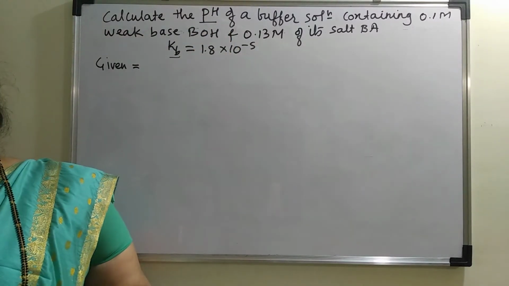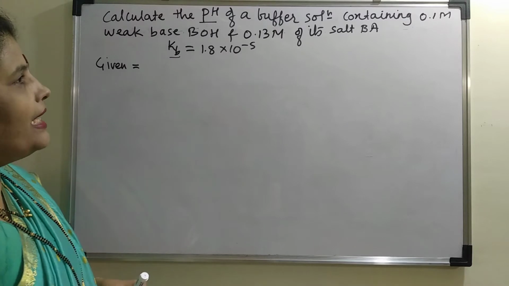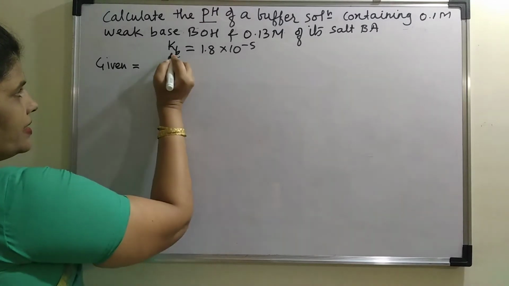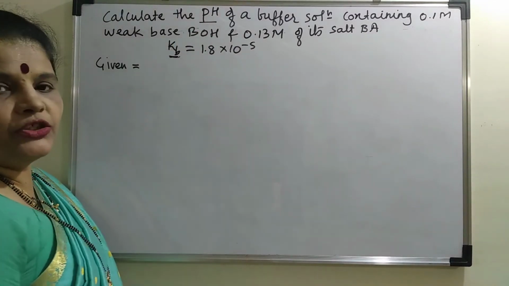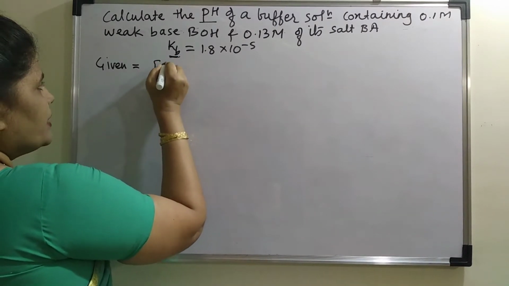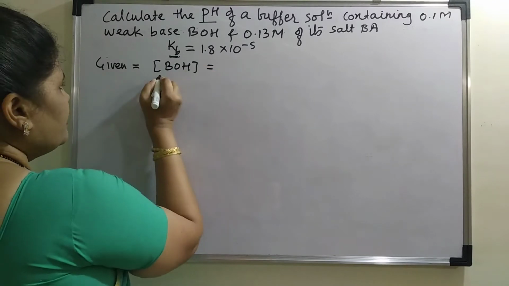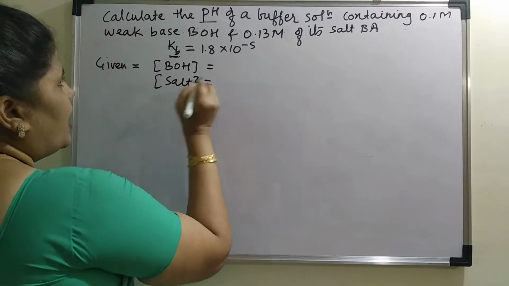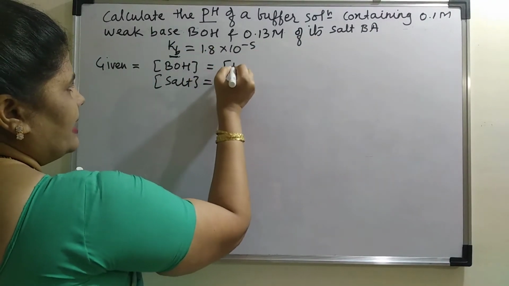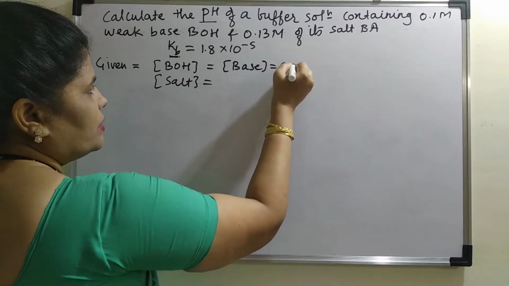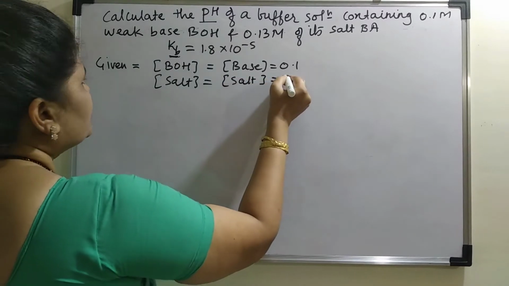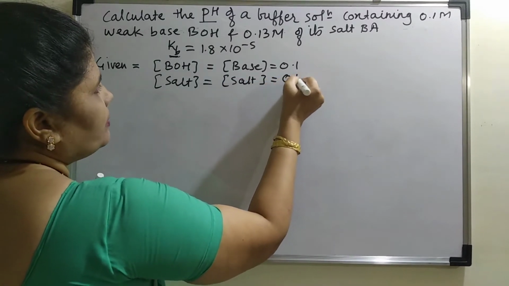So to calculate pH, you need to use the equation that is pH plus pOH is equal to 14. So that is important. So the hint here is Kb is given. So this is a calculation based on a basic buffer. So let us write down what all things are given. The concentration of BOH, the base, is given. Concentration of salt is given. How much is that? 0.1 molar of weak base. So I will write this as base here to make you understand. This is 0.1 molar and the concentration of salt, that is BA, is how much? It is 0.13.